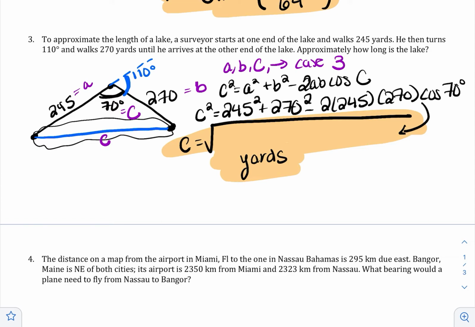Just to save time, you could bring that down. And again, I don't expect you without a calculator to start squaring this very large number. So I feel like the only really tricky part about this is placing the 110 degrees in the right place.